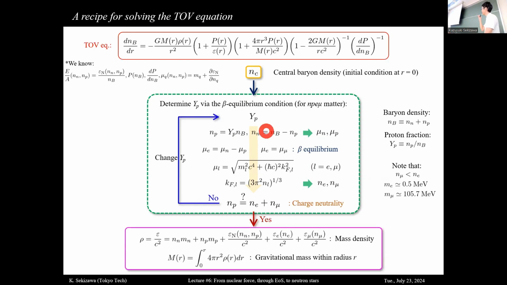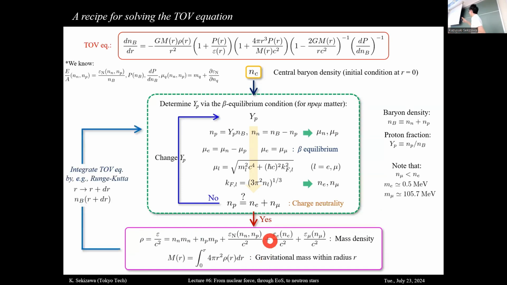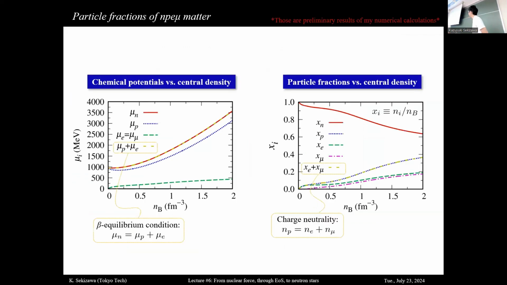And after defining the Yp, you can calculate the mass density. Since you have compositions, you can calculate each term, the nuclear and leptonic parts of the energy density, and you can calculate the mass density and the mass coordinates. And you can repeat this procedure step by step, for instance using a Runge-Kutta algorithm to solve this equation, and you can draw this mass-radius relation. Okay, so those are just an example.